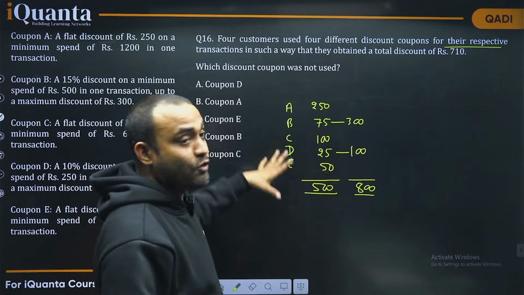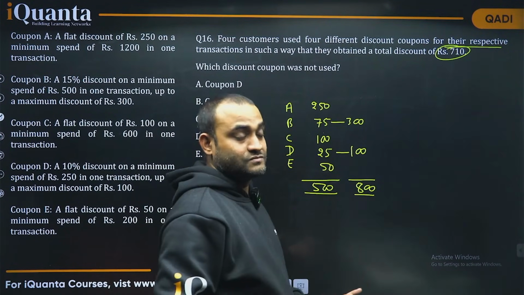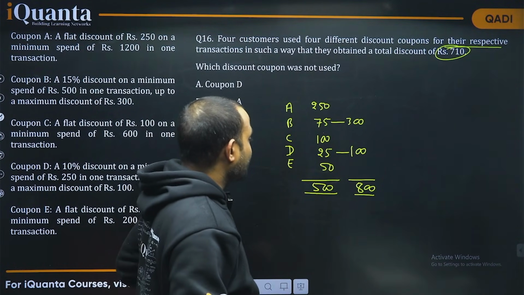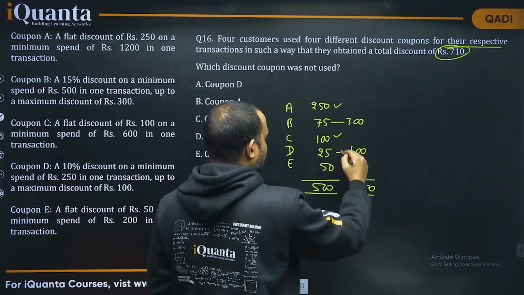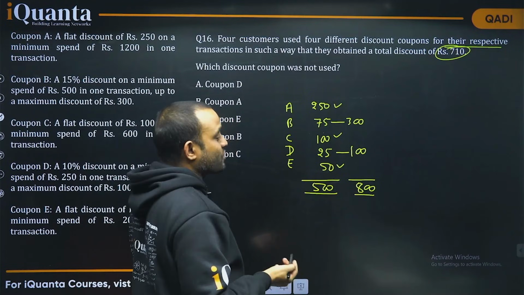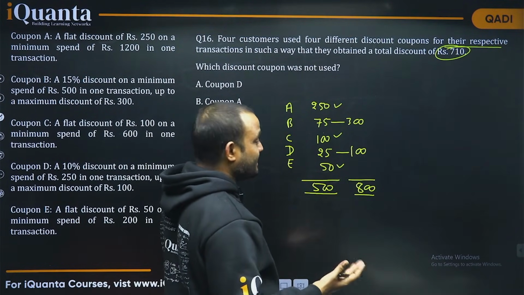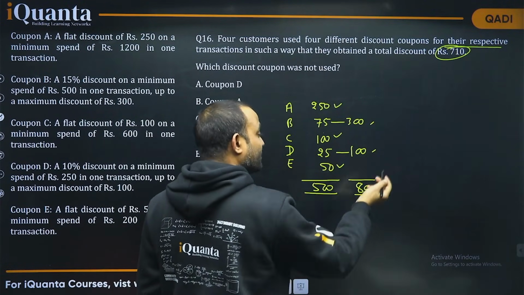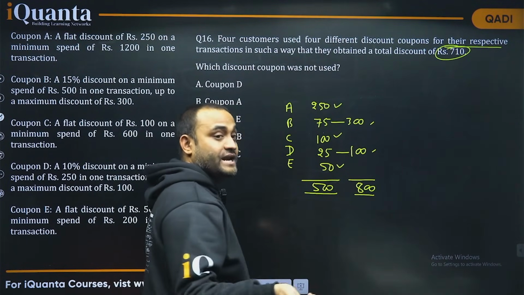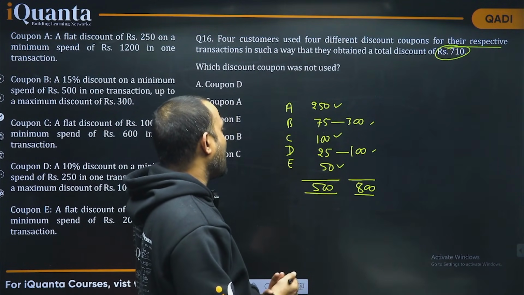But we need to take only 4 and the total discount should be 710. So what can we understand from here? That these three are fixed, right? These three are getting us 400 rupees. So rest of the 310 we should be getting from either here or here, right? Or any four that we take, we can ignore one of them. So how is that possible?